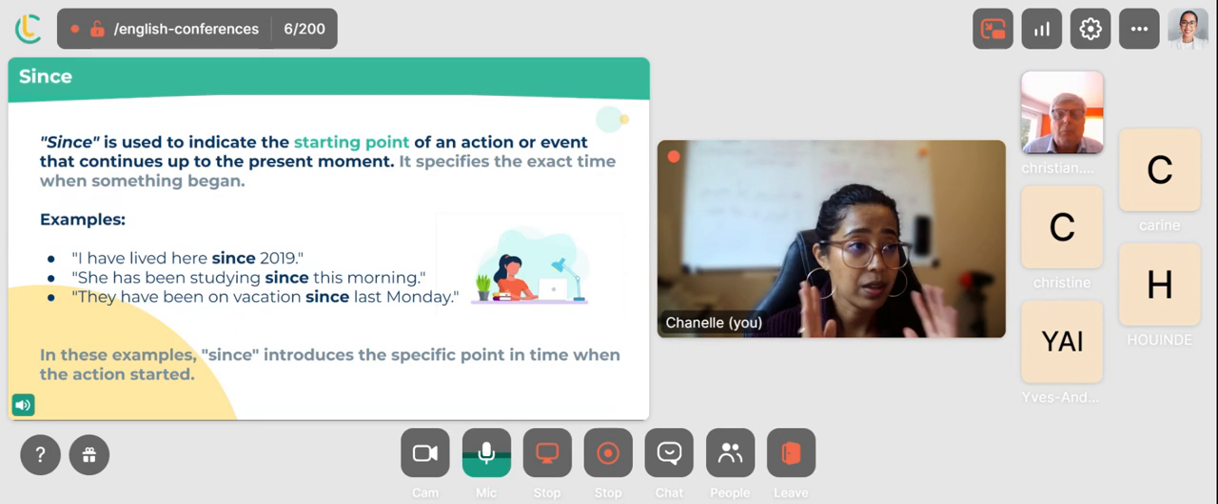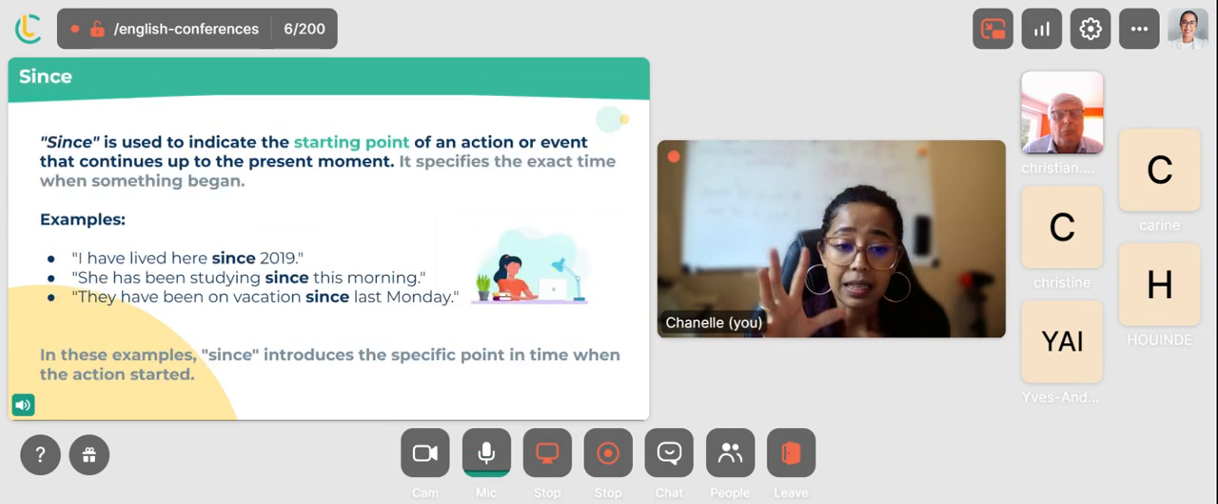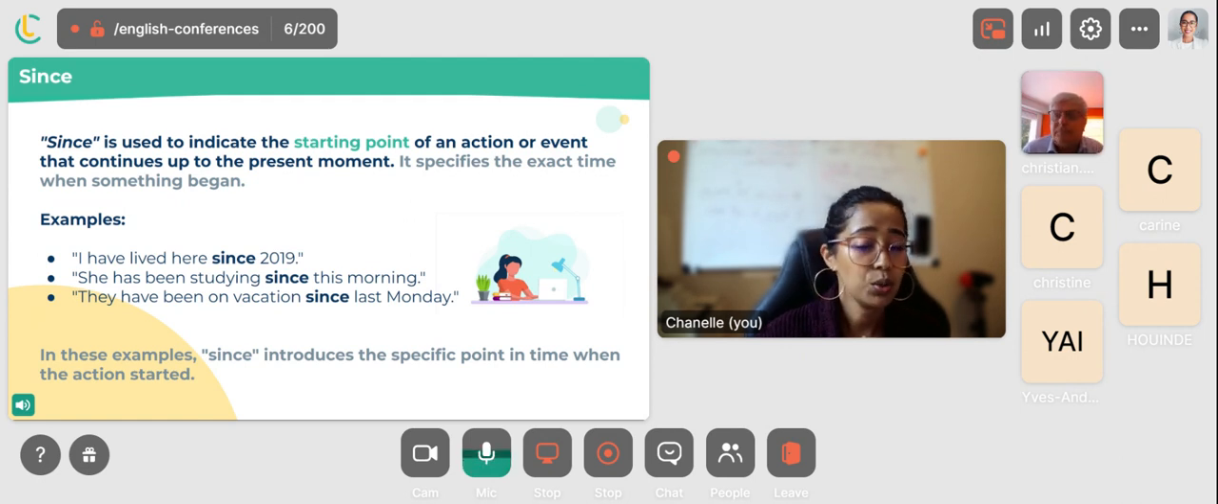So, to go back so that we can see the comparison, we can use the exact same sentences, but because we are using a different indicator of time, we are using for. That tells us we need to give the duration of time: 5 years, 5 hours, 5 minutes, 5 weeks. And then when we move on to since, we need to be more specific. So we need to give either a date or an indication of when it started. So since 2019, since this morning, or since last Monday.